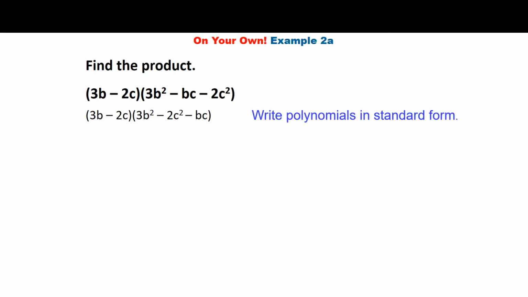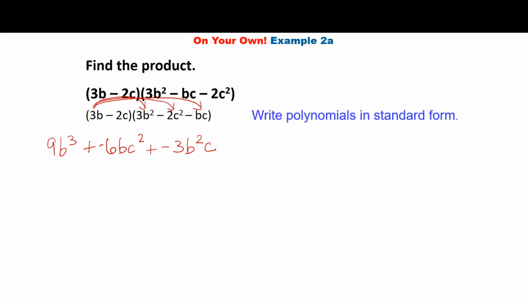First, we're going to distribute our 3b. So I'm going to say 3b times 3b squared, so it's going to be 9b cubed. All right, next I'm going to multiply my 3b times a negative 2c squared. So that's going to be plus a negative 6bc squared. And then I'll multiply my 3b times a negative bc. So it's going to be plus a negative 3b squared c.